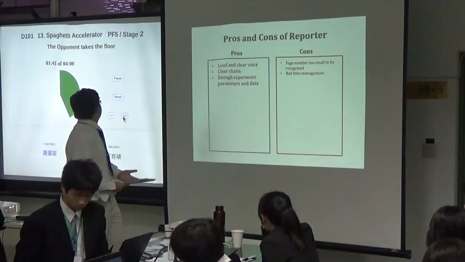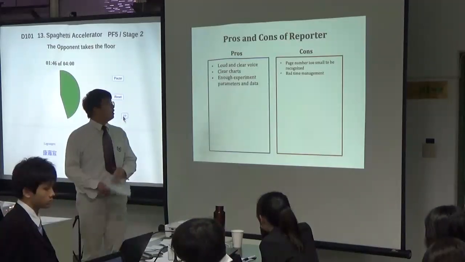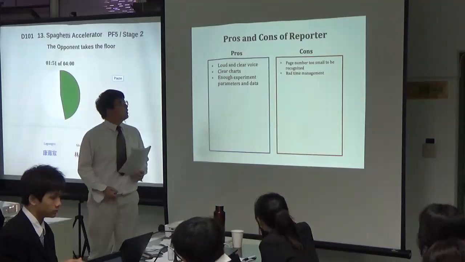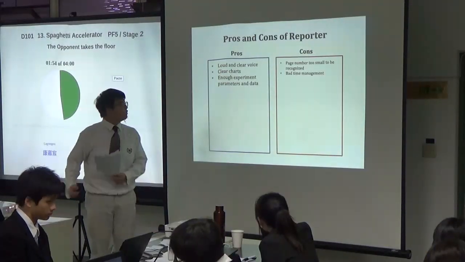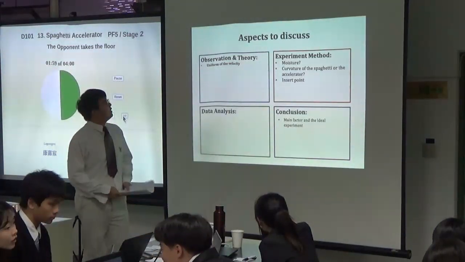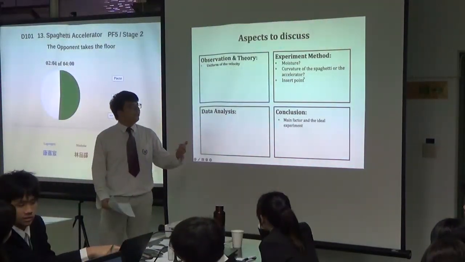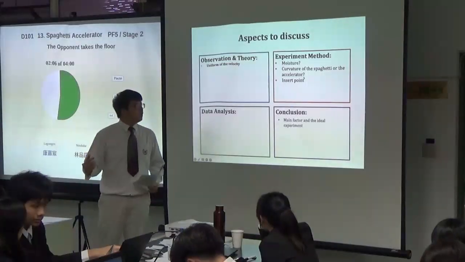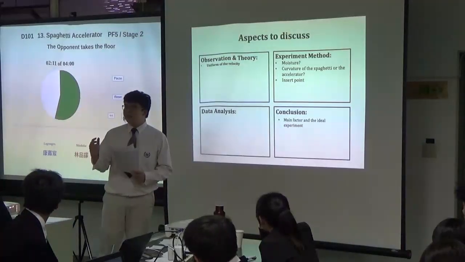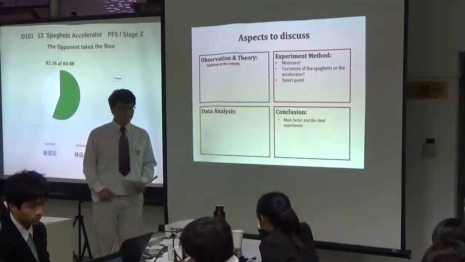And these are the pros and cons about the reporter. They have a loud and clear voice, clear charts, and enough experiment parameters and data. However, their page numbers are sometimes too small to be recognized, and they have bad time management. And these are the points I'm going to discuss with the reporter. We want to discuss the moisture of the spaghetti, the curvature of the spaghetti or the accelerator, and the insert point, whether it will affect the result or not.